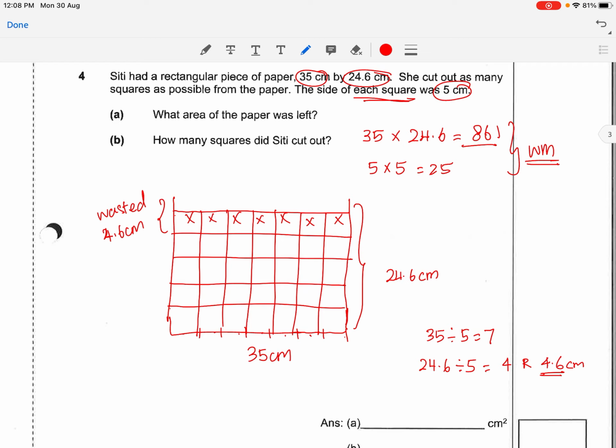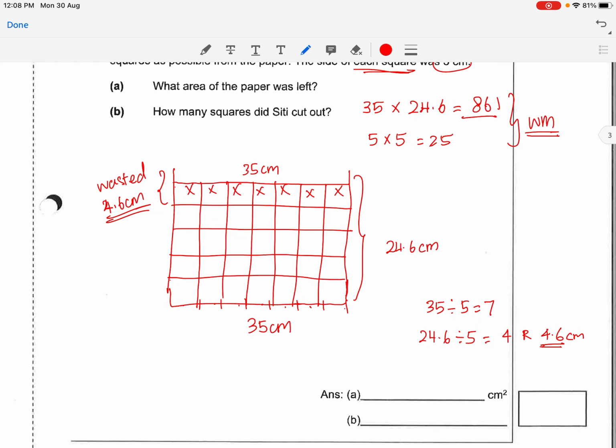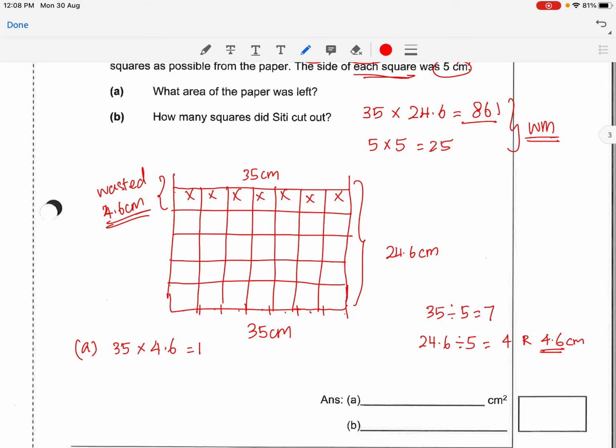Okay, so the first question, right, what area of the paper was left? So you have 35 times this breadth that is wasted. So your first step for part A, you would have 35 times 4.6. 35 times 4.6, you will be getting 161. So the unit is already given for this.